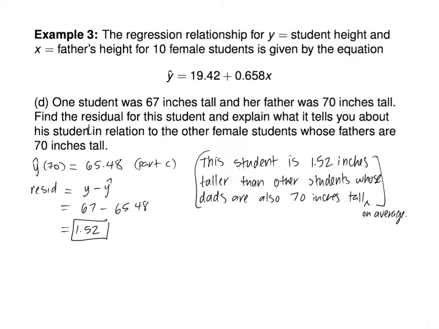How about I add an on average? When in doubt, on average. But that's what it's saying. This person is on average a bit taller, specifically that much, than other students whose dads were also that given height. Within that subgroup of dads with the same height, she's taller than the average. Okay.